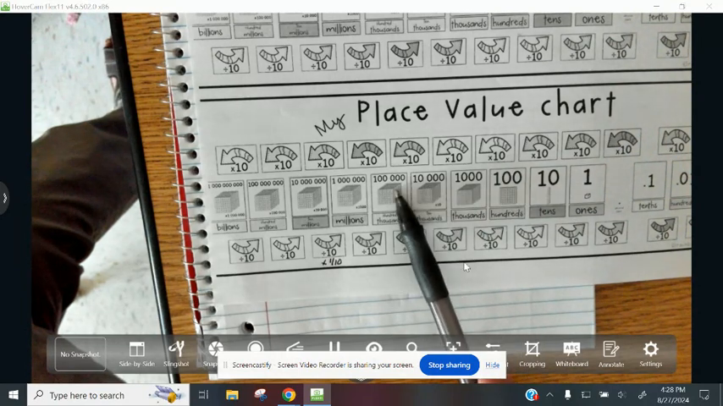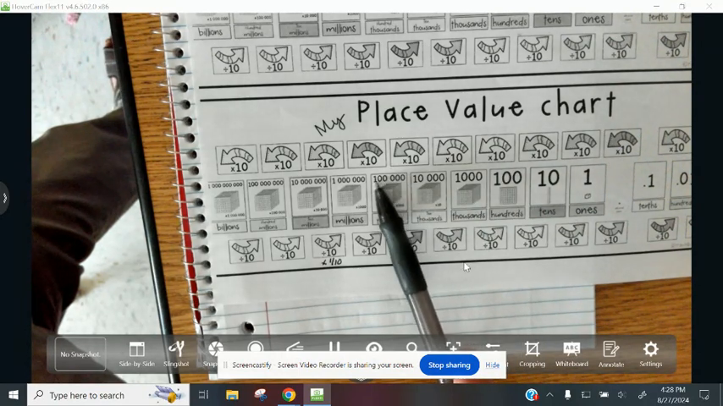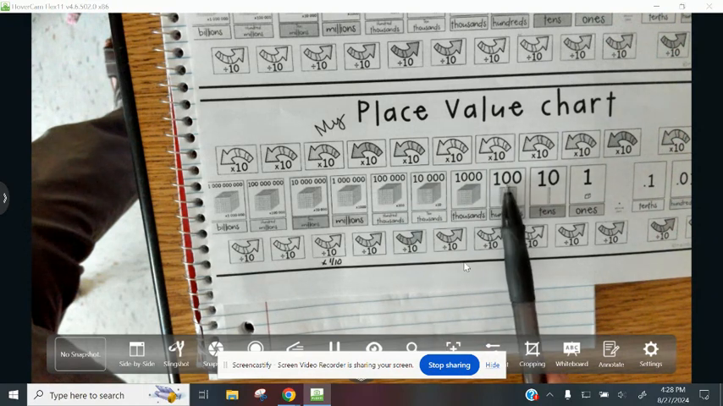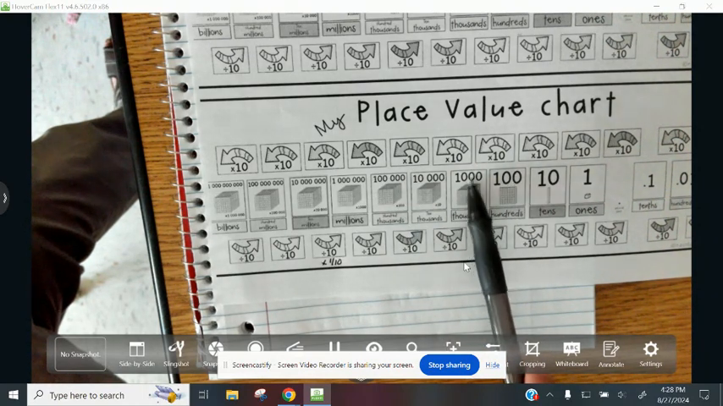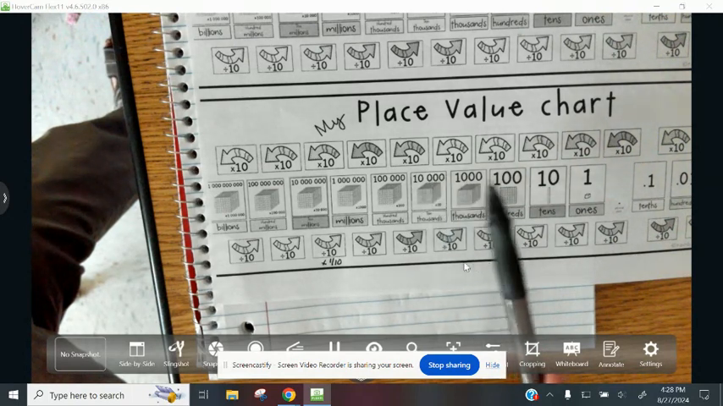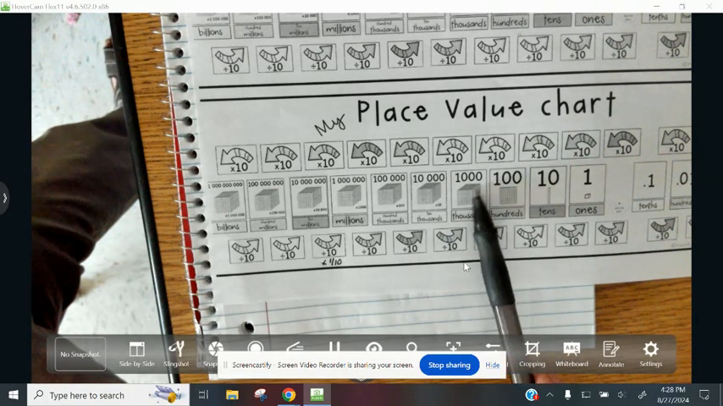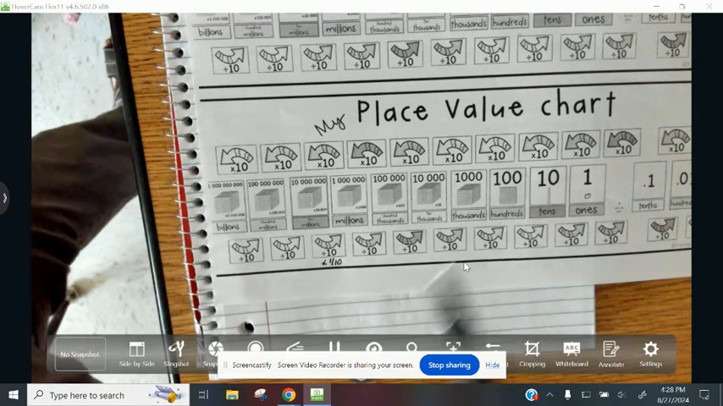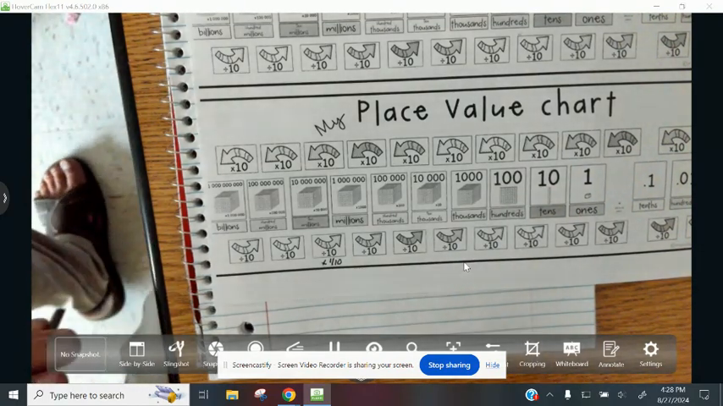1, 2, 3. Now count how many zeros there are. 1, 2, 3, 4, 5. There were only 2 here. How many zeros did I add? 3. So every time you go up a place value, you're adding a 0. If you skip a place value, you're adding 2 zeros, and so on. So that's kind of what we need to know to understand place value.